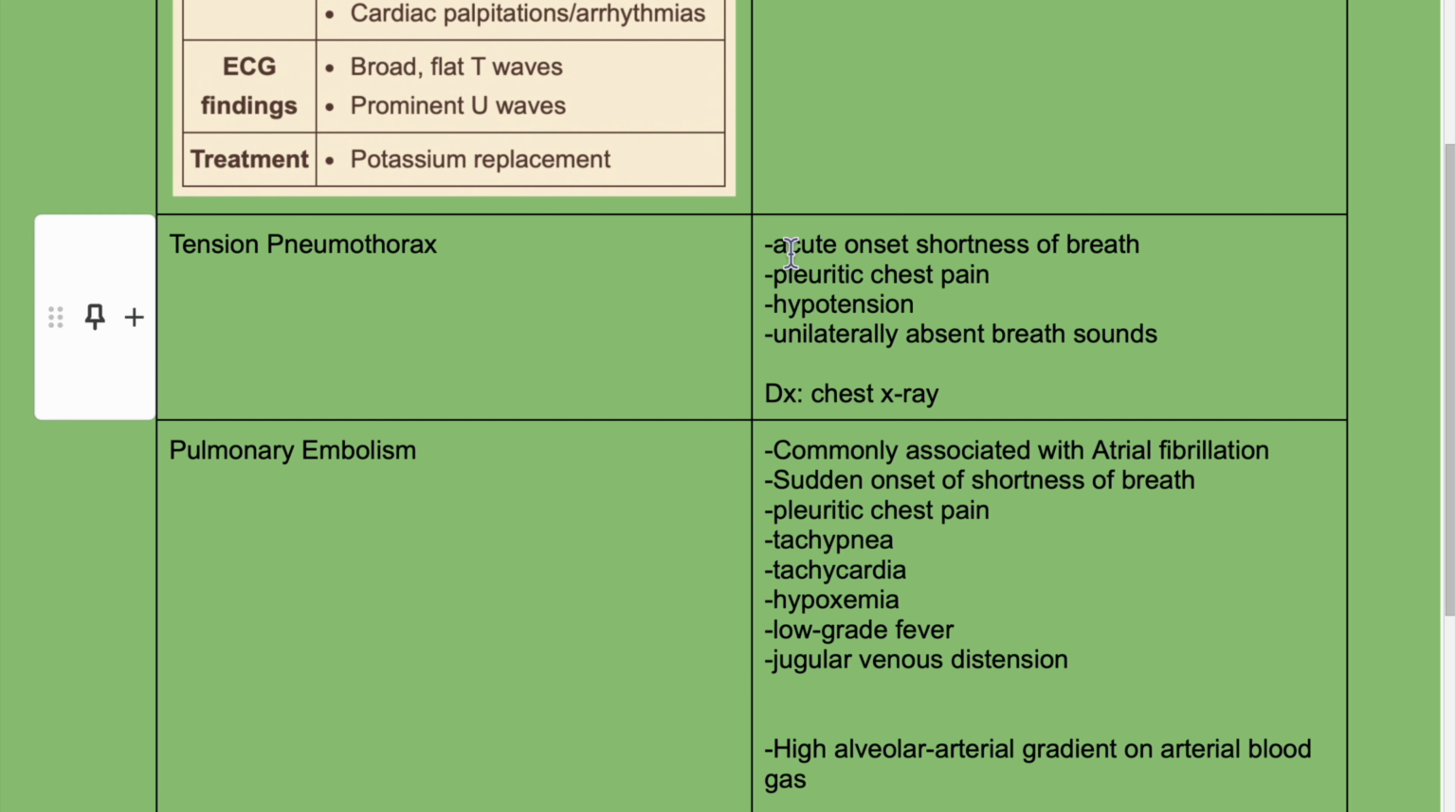Tension pneumothorax. What do you see? Acute onset of shortness of breath, pleuritic chest pain, hypotension, unilateral absent breath sounds. Here, diagnosis is chest x-ray.